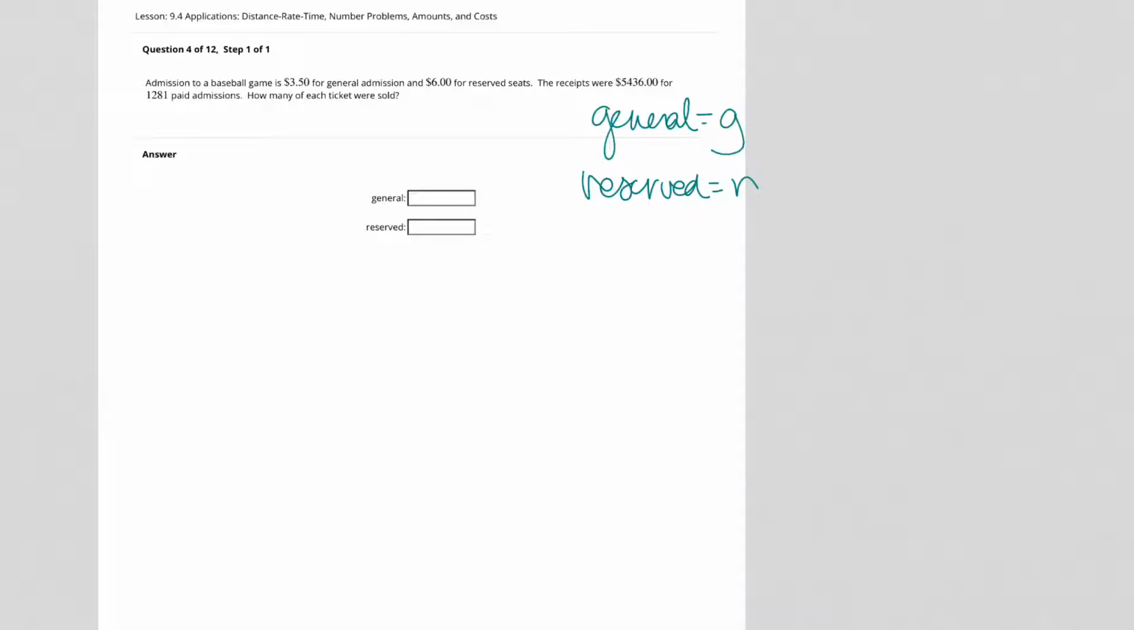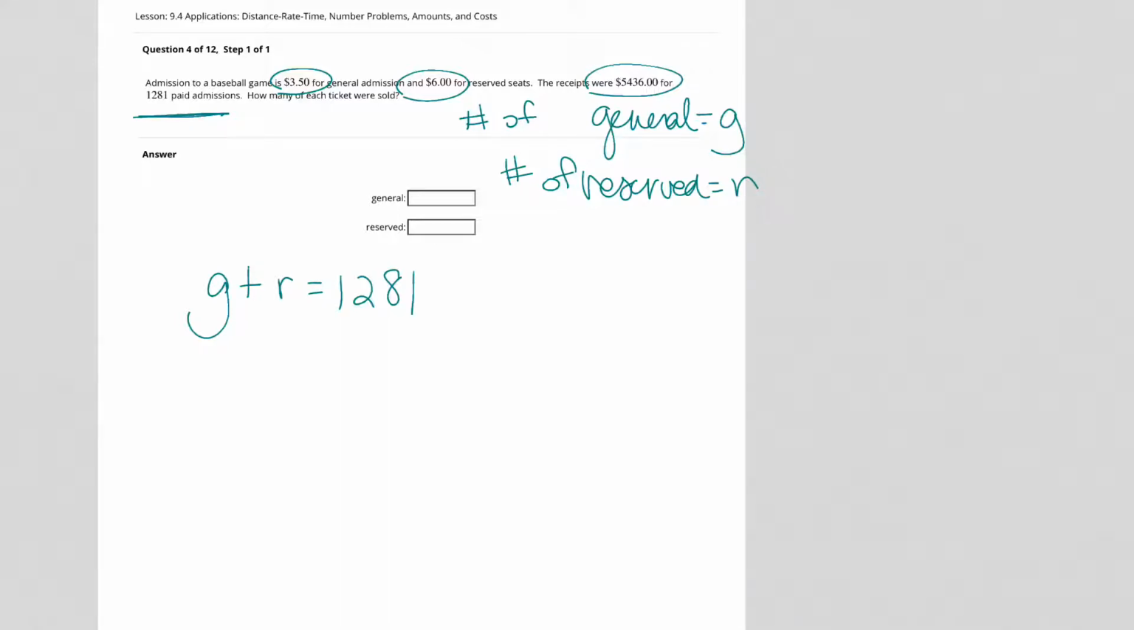All right, so I notice in here I have some dollar amounts. So that's probably going to be one of my equations. And then I know the total number of paid admissions. And when I'm talking general and reserved here, this is number of tickets sold. So if I sold a total of 1,281 tickets, that's going to be one of my equations. G plus R equals 1,281.